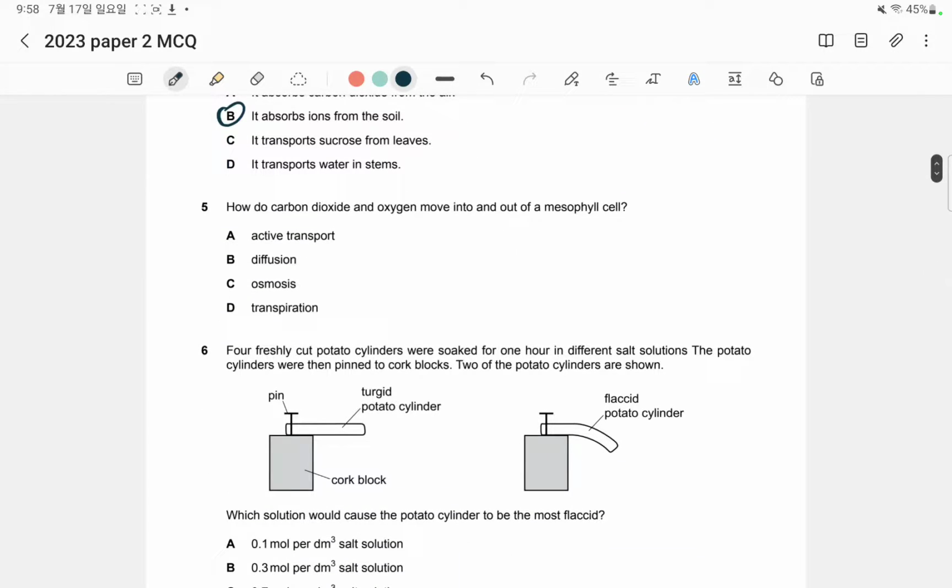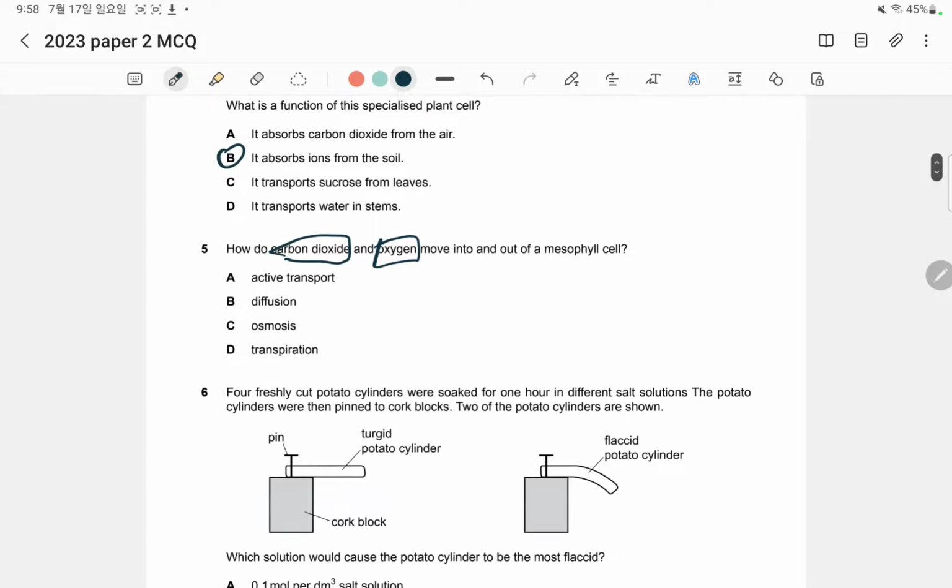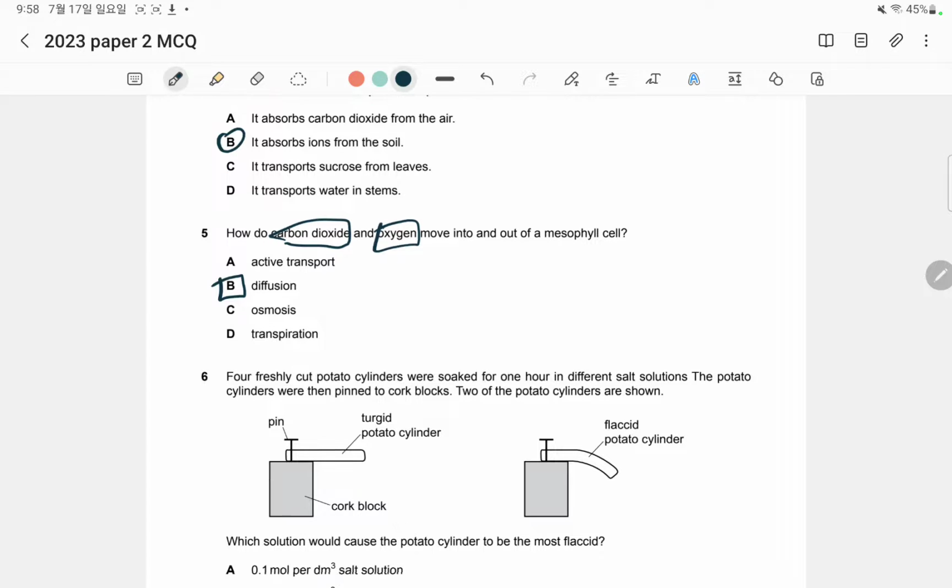Number 5. How do carbon dioxide and oxygen move into and out of a mesophyll cell? Carbon dioxide and oxygen are both gases, and they move down the concentration gradient, so it would be B, diffusion.